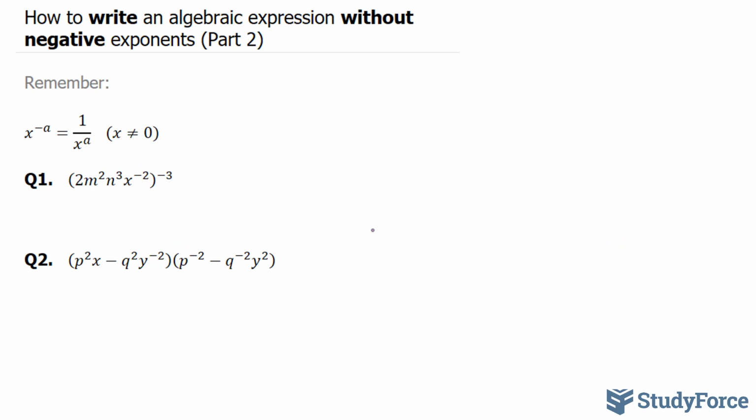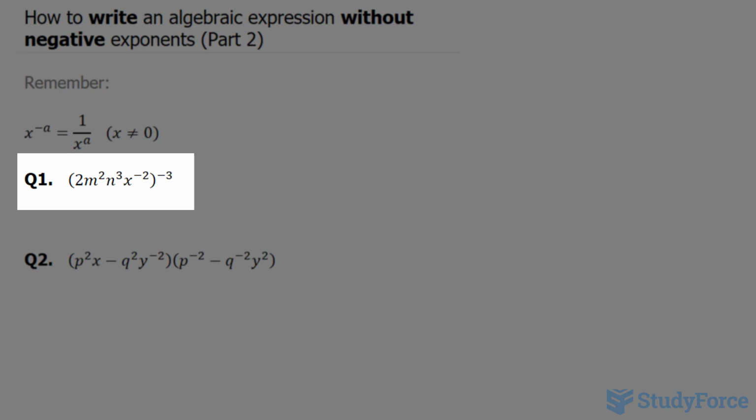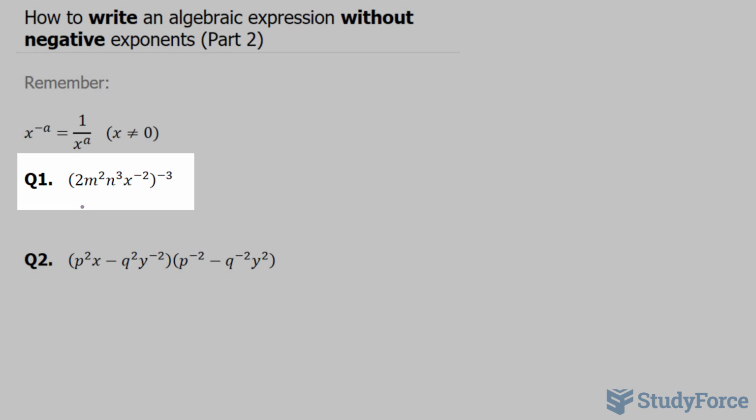In this video, I'll show you how to write an algebraic expression without negative exponents. This is part 2 of the series. In the first question, we have the expression (2m squared n to the power of 3 x to the power of negative 2) all to the power of negative 3.